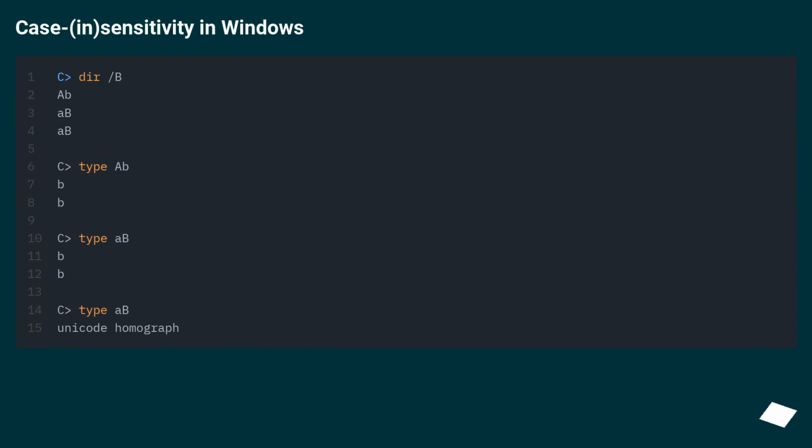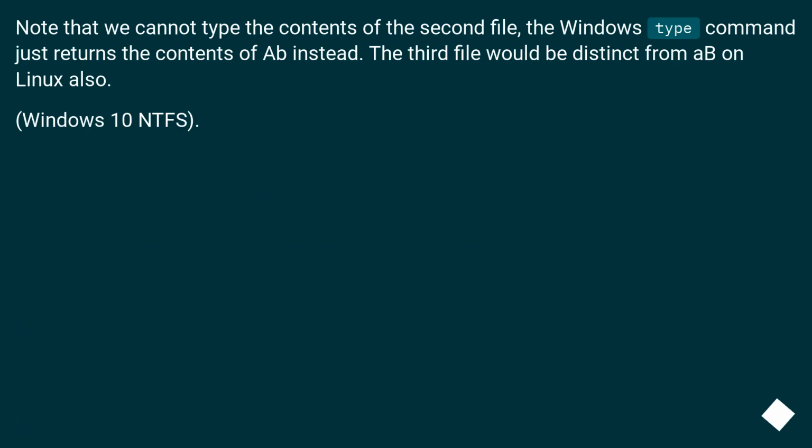Case insensitivity in Windows. Note that we cannot type the contents of the second file. The Windows type command just returns the contents of AB instead. The third file would be distinct from AB on Linux also. Windows 10 NTFS.